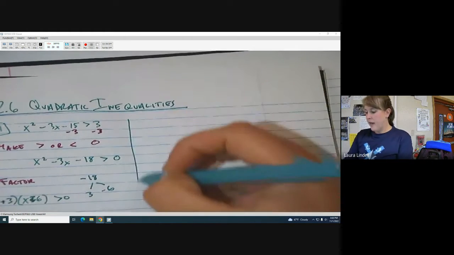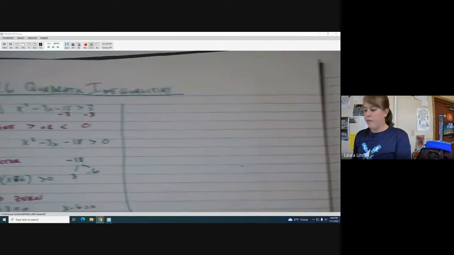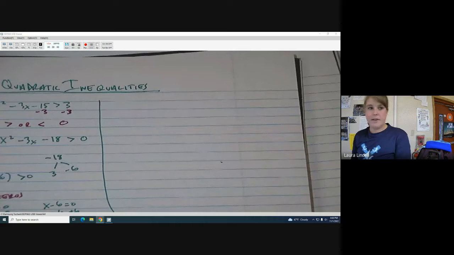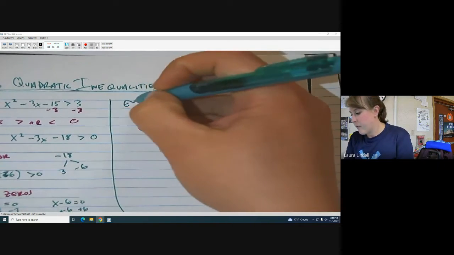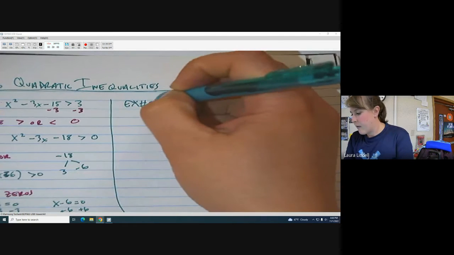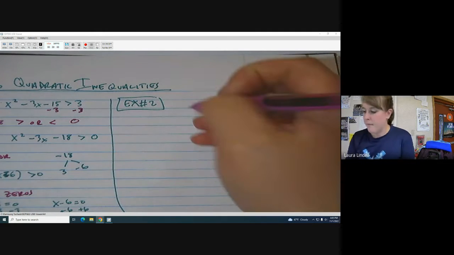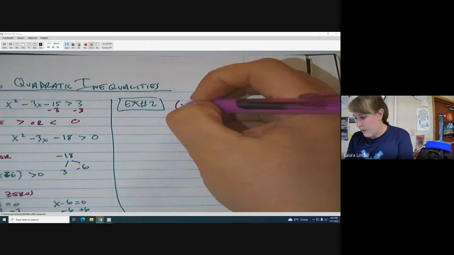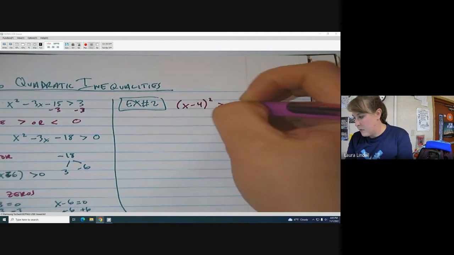And I'm just going to actually divide this page in half, since we only really used about half the page anyway. So for example 2, here we go. This time, we're going to step it up just a little bit. The one we're going to solve this time is (x - 4)^2 is greater than or equal to 4.